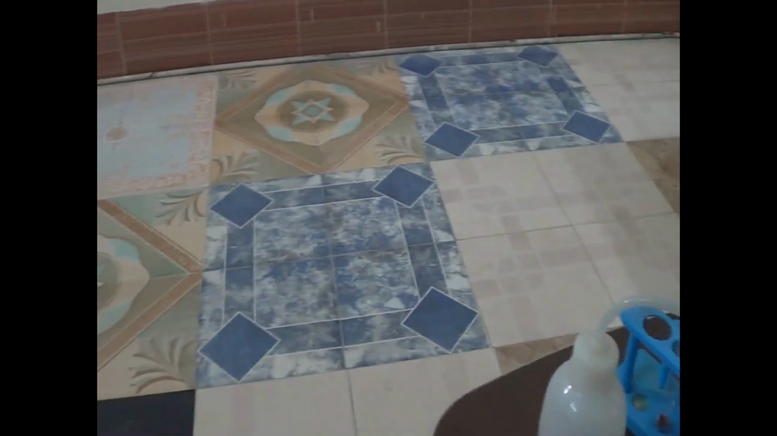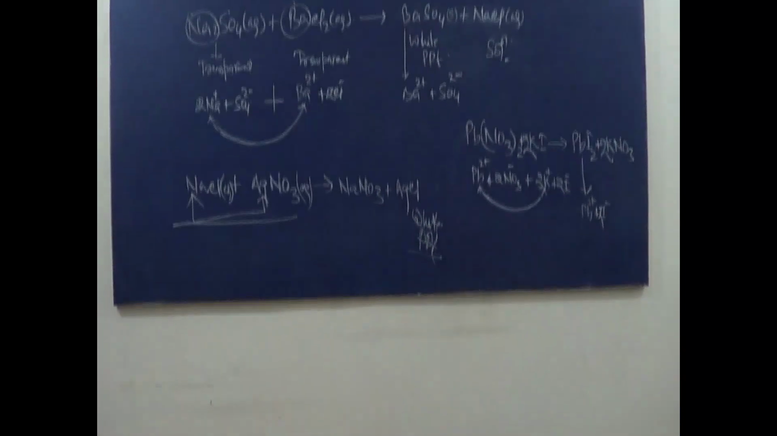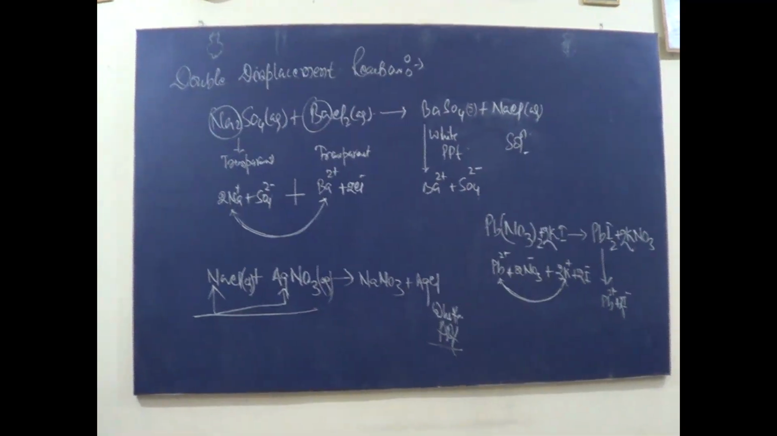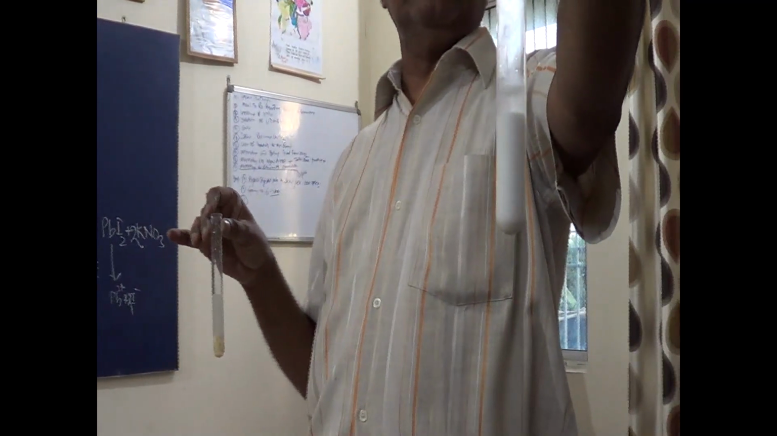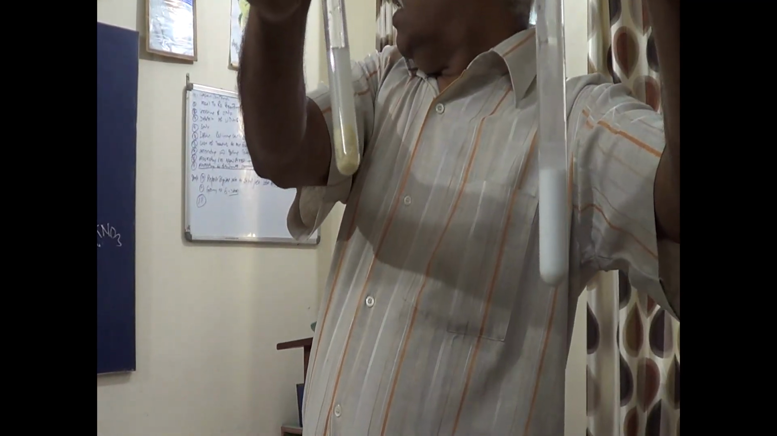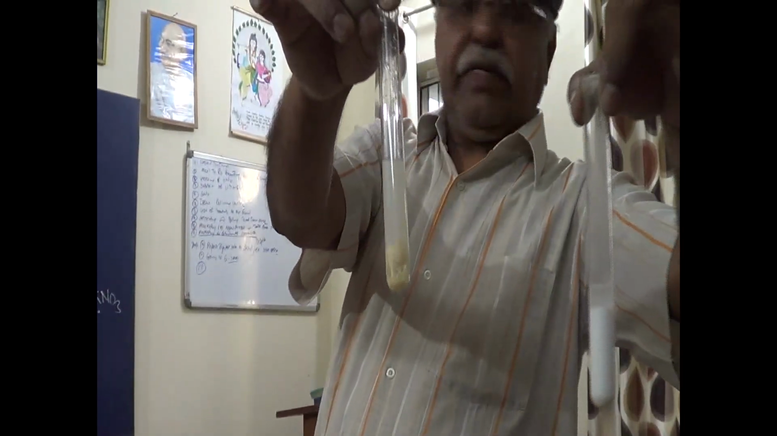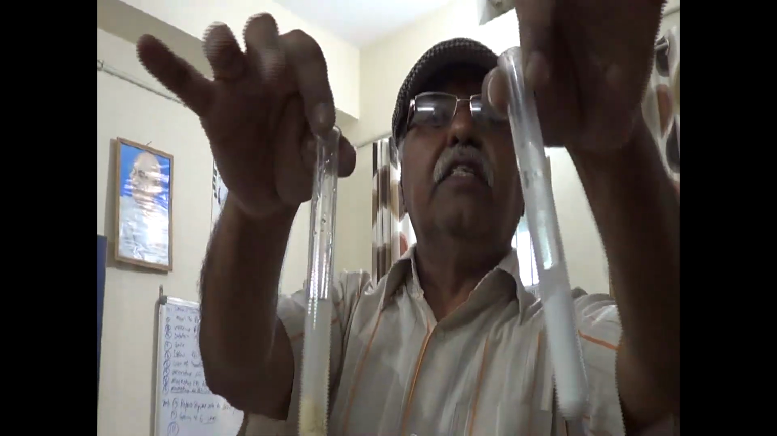Okay, now I am keeping it. I have given you two activities especially. One is barium sulfate crystals, and the other is silver chloride. Barium sulfate and silver chloride, two activities we have explained. It is very clear: one crystal is settled, another is floating.